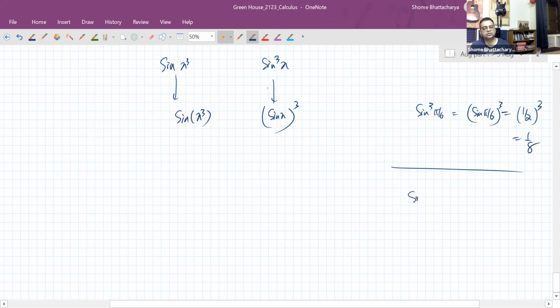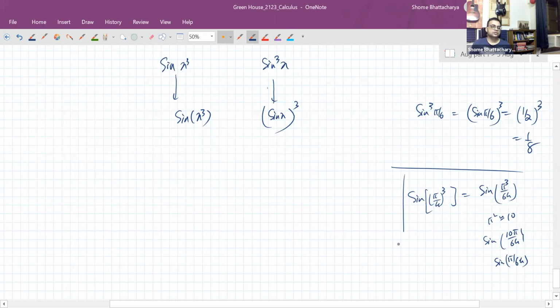But sine of, for example, this would be a little odd anyway, but suppose we have pi by 4 cube. So this is sine of pi cube by 64, and pi square is nearly 10. So it's like sine of 10 pi by 64, sine pi by 6.4, and you convert it to degrees. So that's the difference between the two.